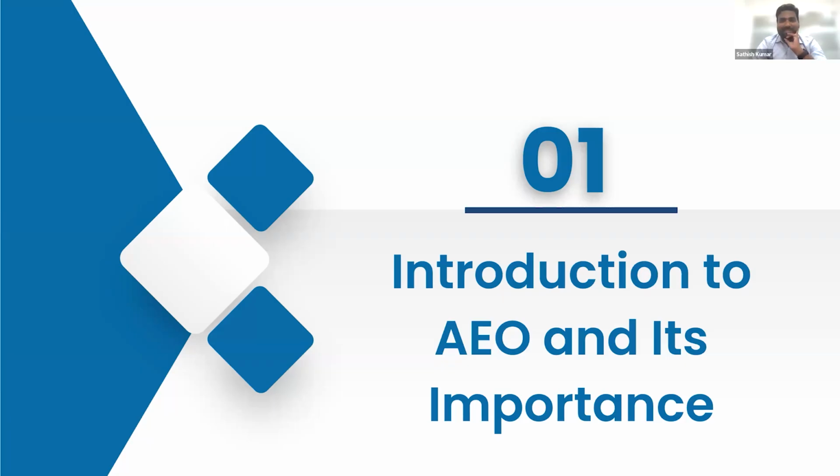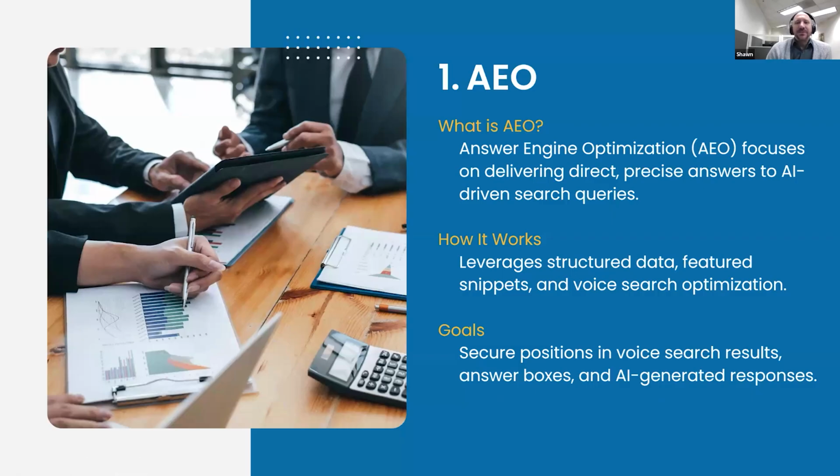Good one. Okay, great. So let's jump into it and look at the introduction to AEO and its importance. So what is AEO? AEO is short for Answer Engine Optimization. It focuses on delivering direct, precise answers to AI-driven search queries. So how does it work? It's leveraging structured data, featured snippets, and voice search optimization, and the goal of it is to secure positions in voice search results, answer boxes, and AI-generated responses.